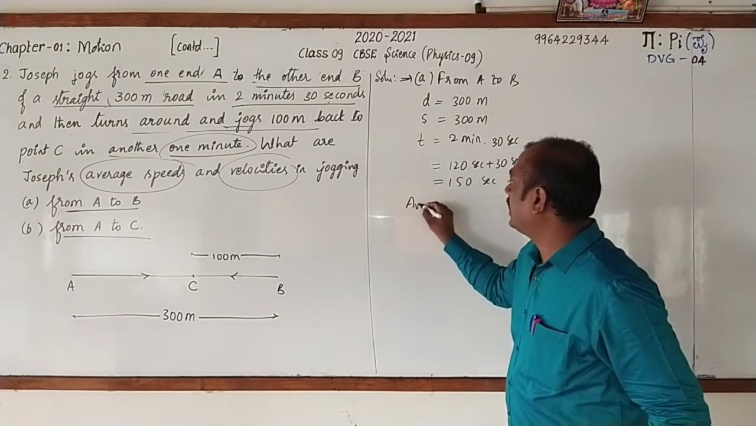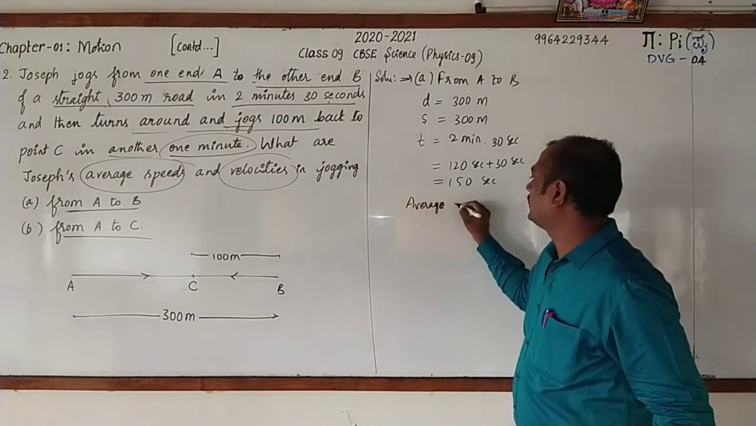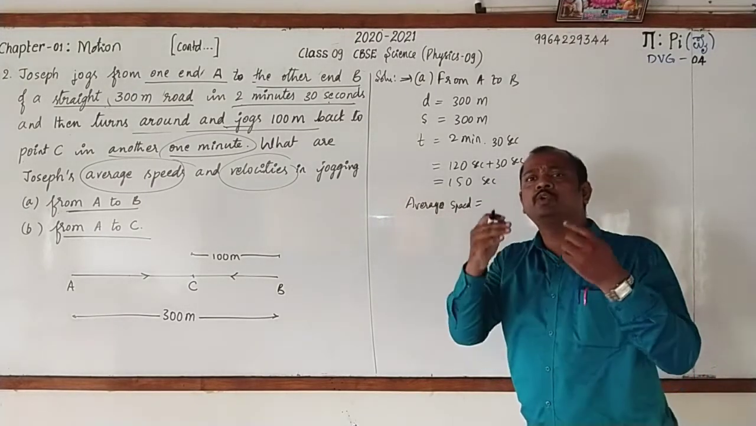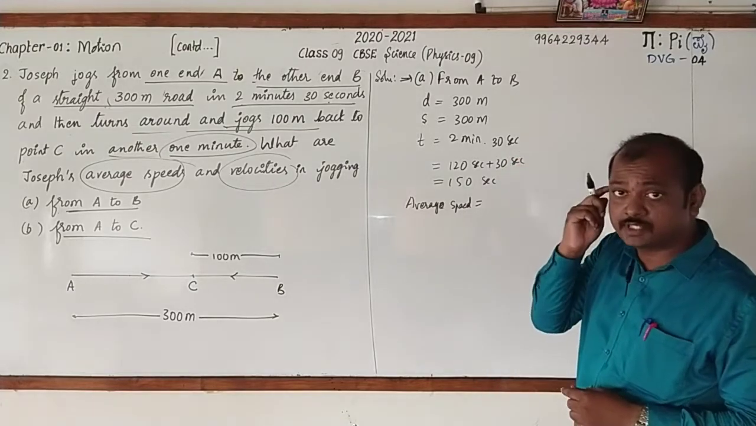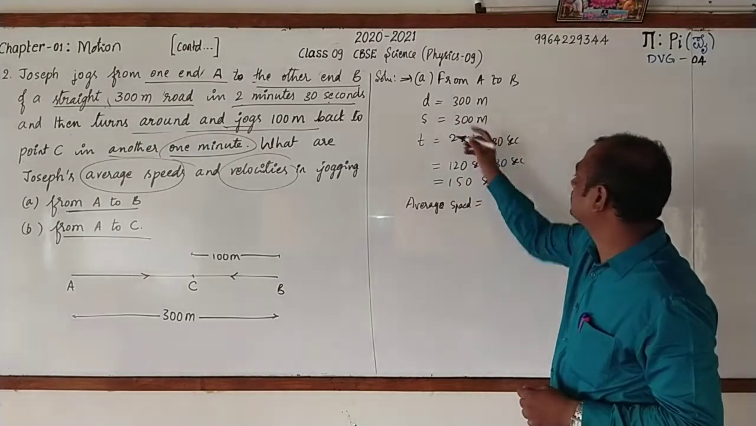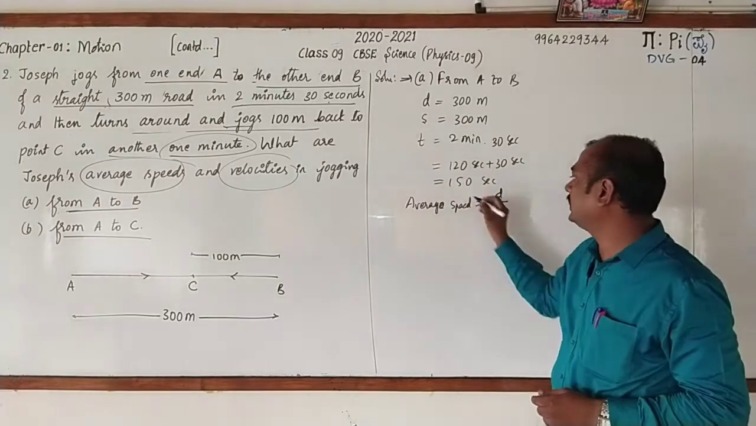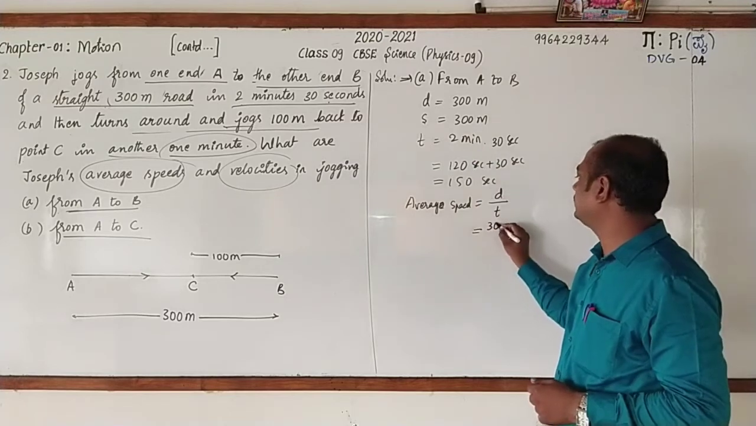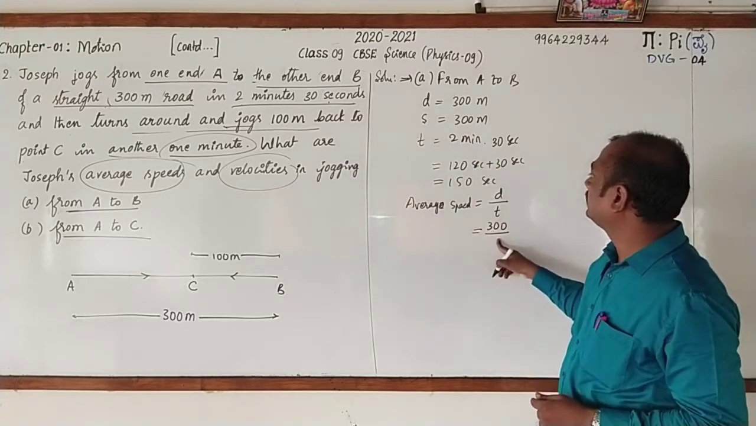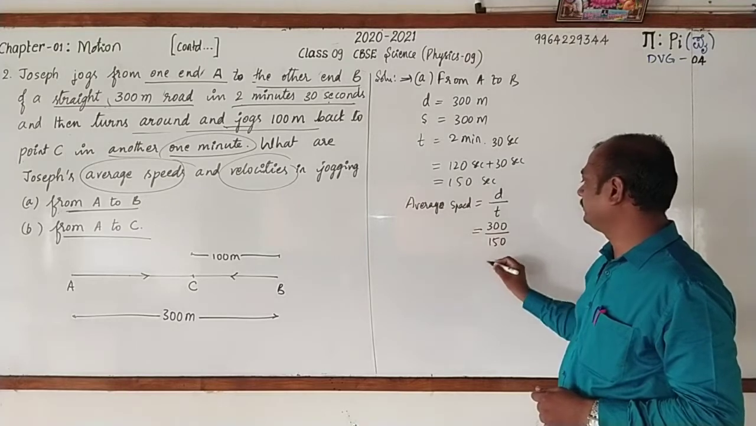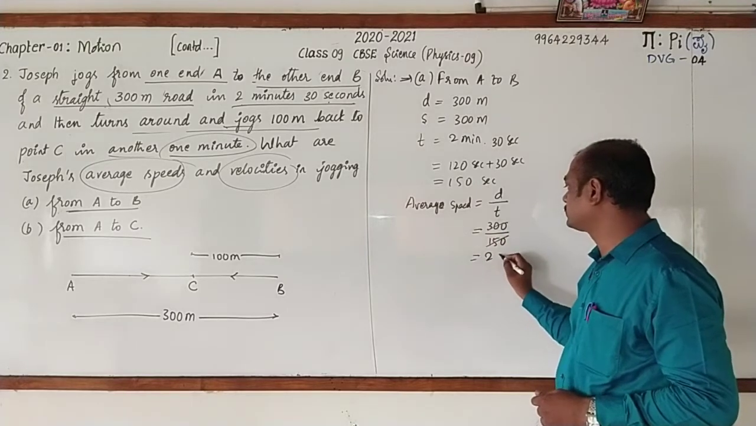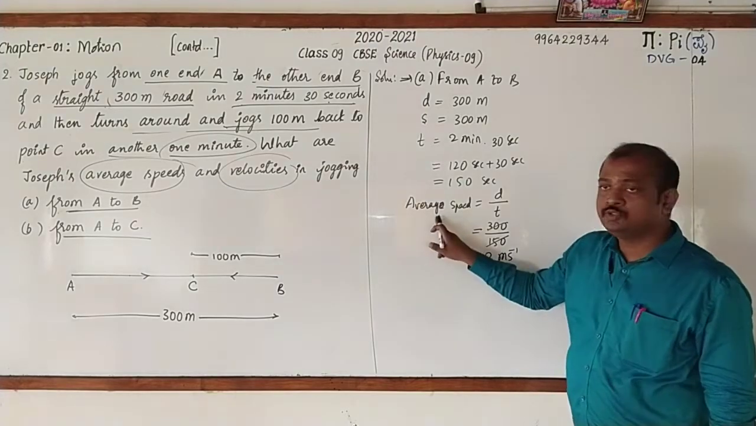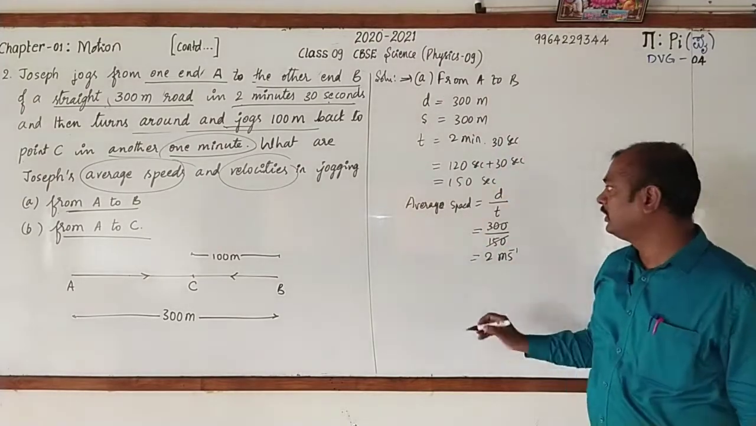Right. Average speed. How do you go for finding average speed? Average speed is total distance by total time taken. Total distance is D. Total time taken is T. This is equal to, distance is 300 and time is 150. It is 2 meters per second. This is the average speed of Joseph from A to B.